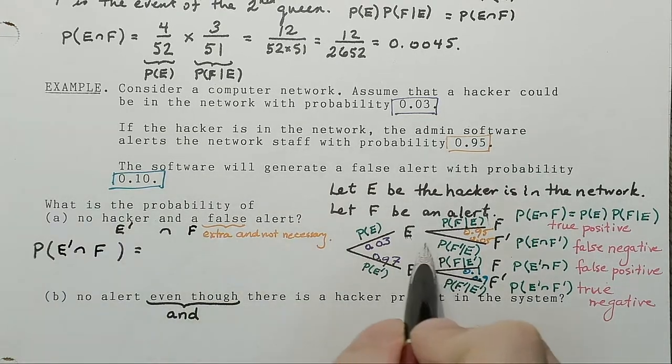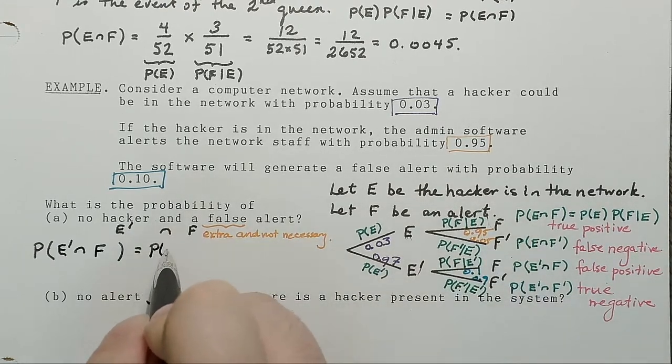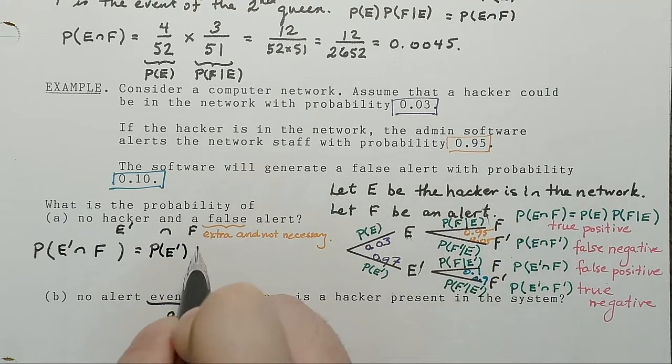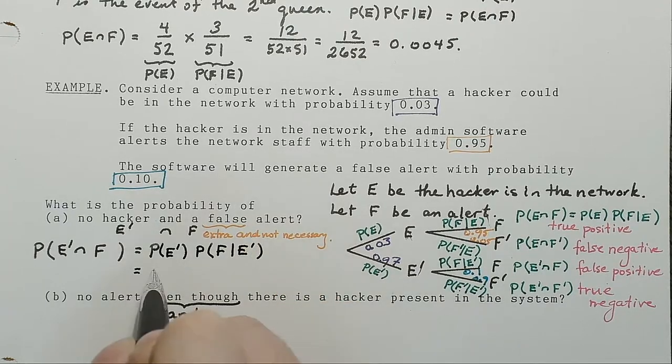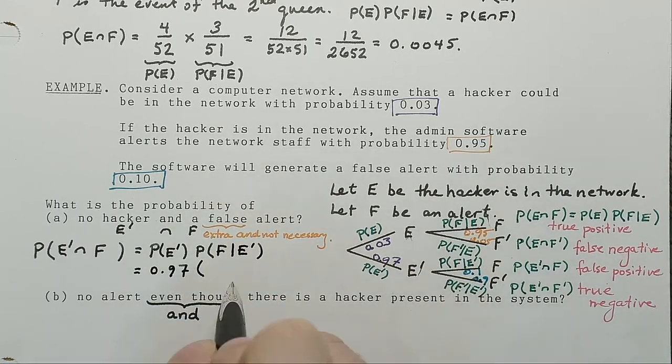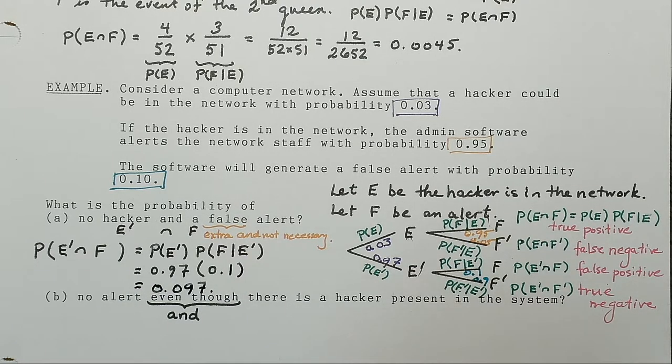So looking over here, what we want is E prime and F. So that's the probability of E prime times the probability of F given E prime. So that's 0.97 times the probability of F given E prime, which is 0.1. So that's 0.097. Yes, that's correct. This would be a false positive.